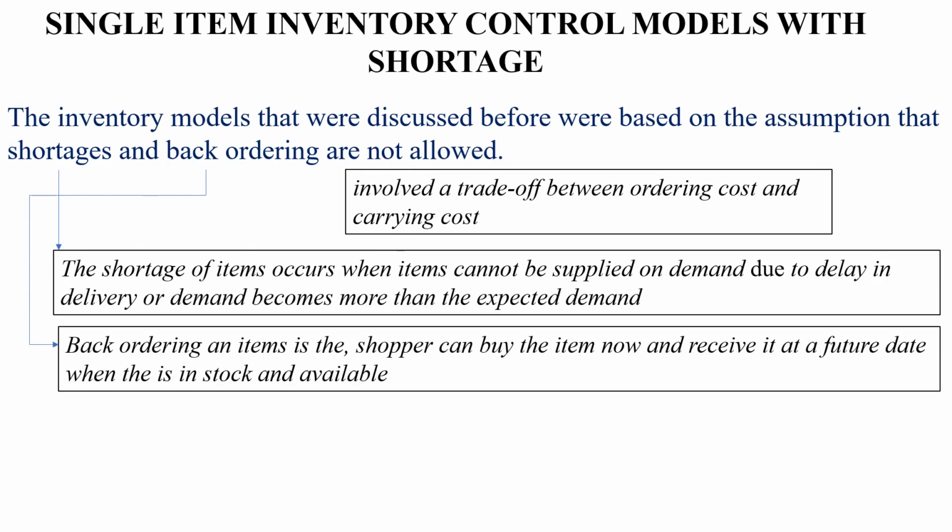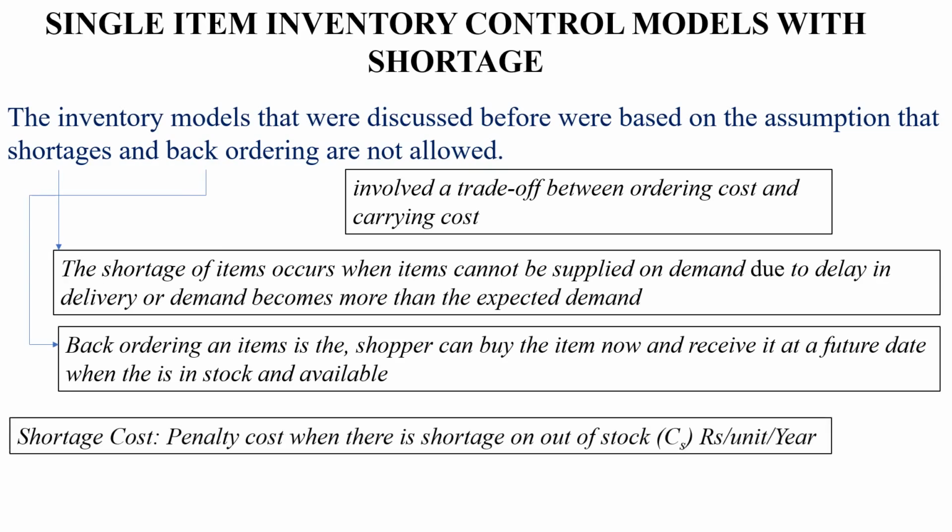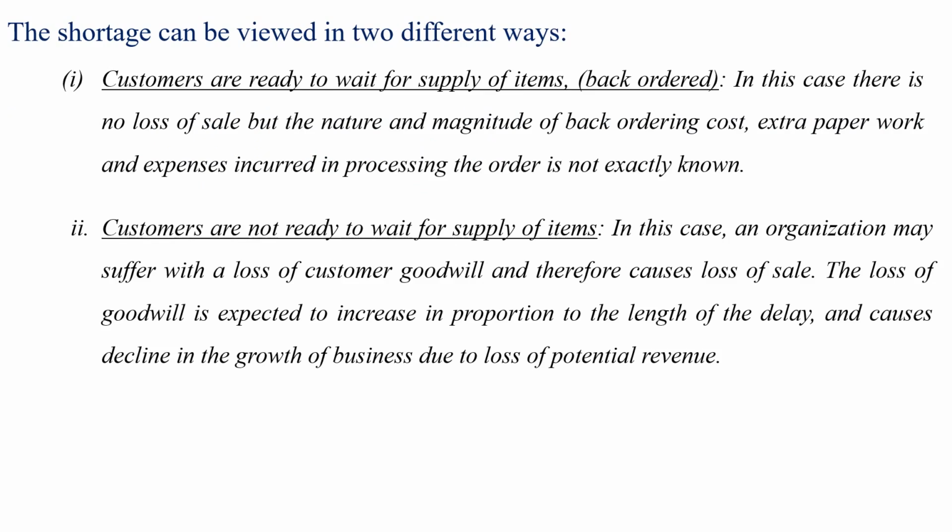In these models, we discuss the inventory with allowing shortage. So next, what do you mean by shortage cost? It is the penalty cost when there is a shortage or out of stock. We represent it as Cs. It is in rupees per unit per year.